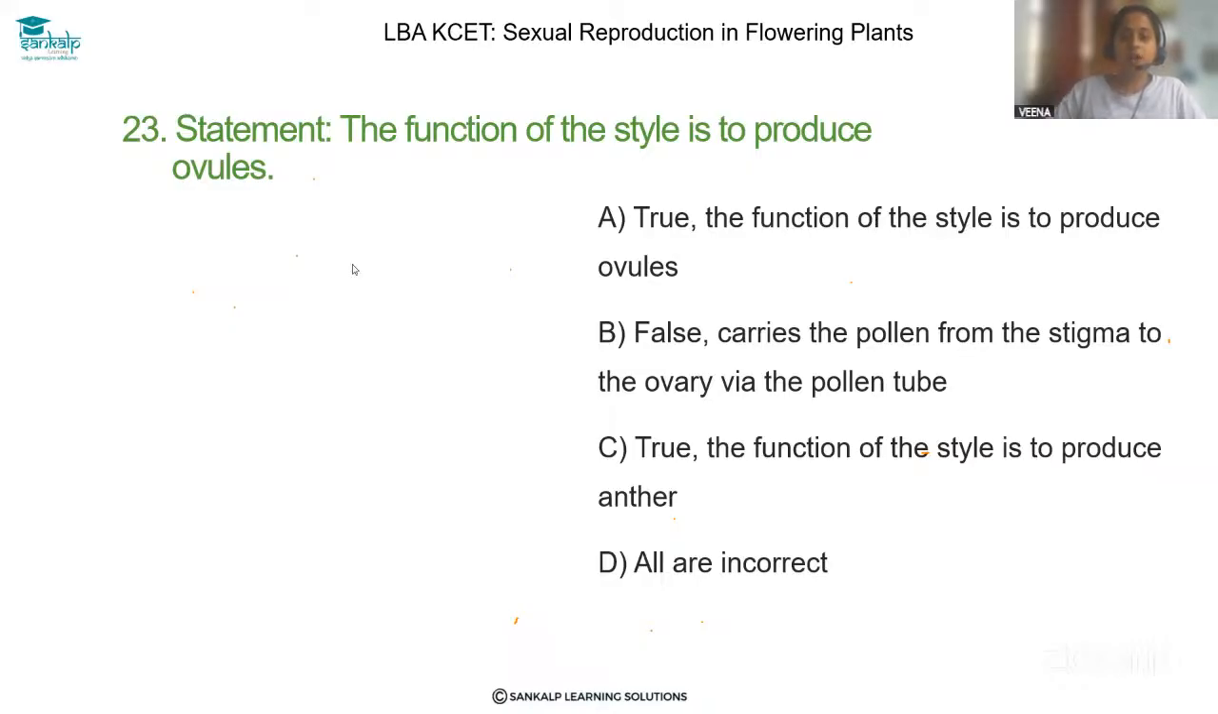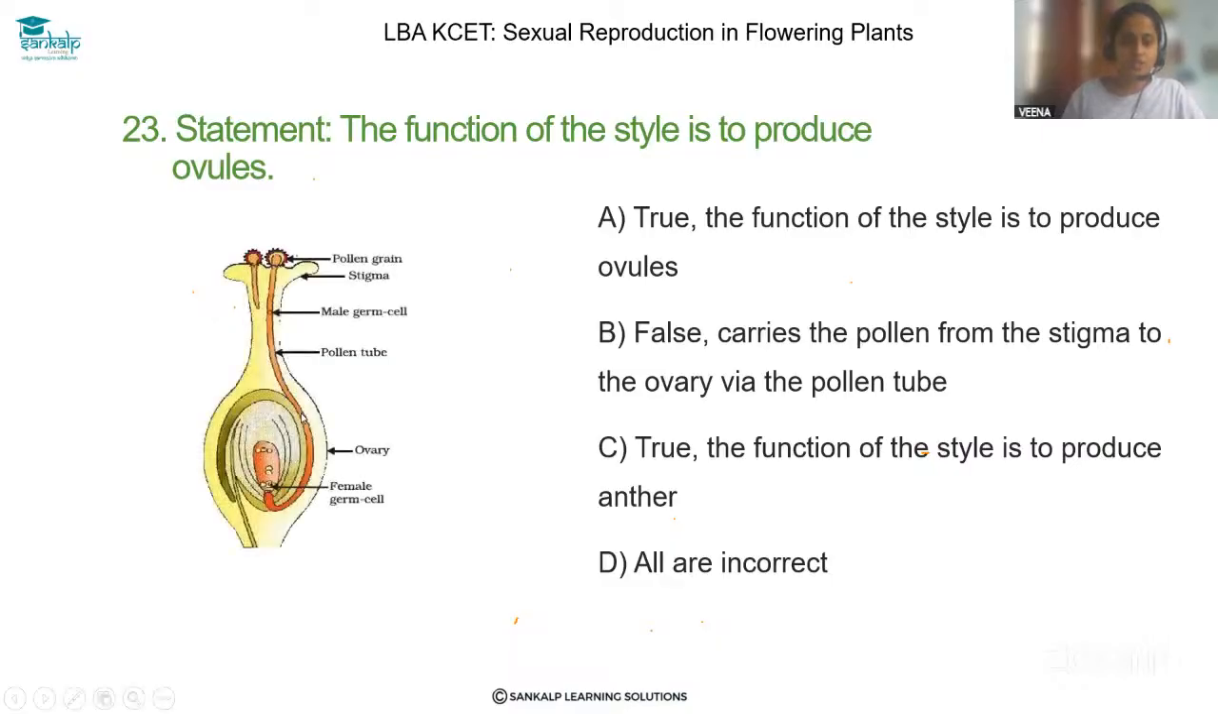Statement: the function of the style is to produce ovules. Dear children, just observe the structure here. Is that true? Is the style producing ovules? Already we discussed the parts of the female reproductive structure of the flower: the stigma, then the style, and then the ovary.